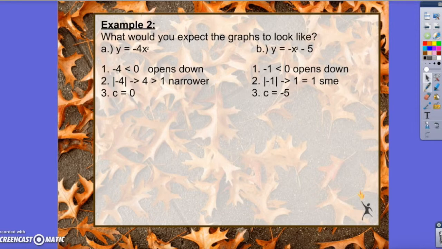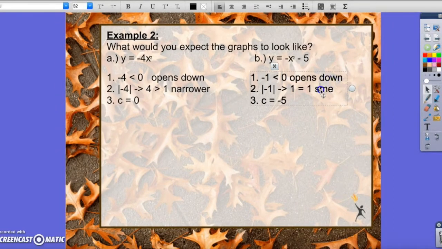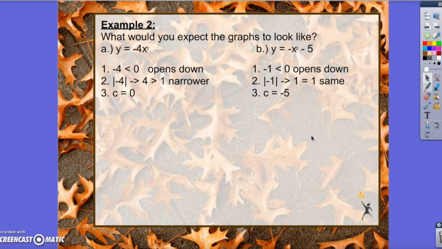Here's what we get. 1. My a, which is the number from x squared, is negative 1. Negative 1 is less than 0, so it opens down again. Now, what's interesting about the next one is if you take the absolute value of a, the absolute value of negative 1 is 1. 1 equals 1. It's not narrower or wider. It's actually the same. Then my y-intercept is c, which is negative 5. All right?